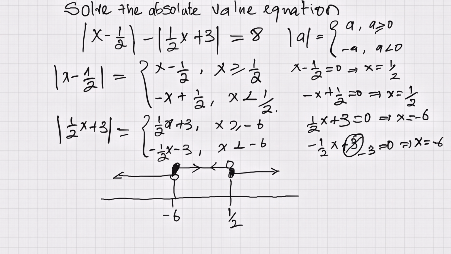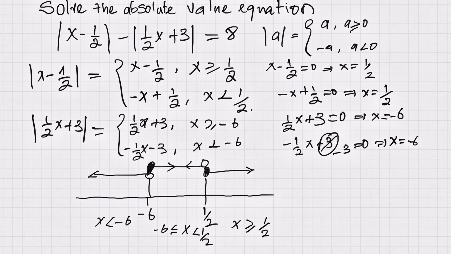So what intervals are we having? We are having x is less than negative 6. Then we are having negative 6 less than or equal to x strictly less than half. And we are having x greater than or equal to half. Those are the boundary points we're having. So let's see how we use these to analyze different scenarios of this problem. I will just go ahead and slide this over.